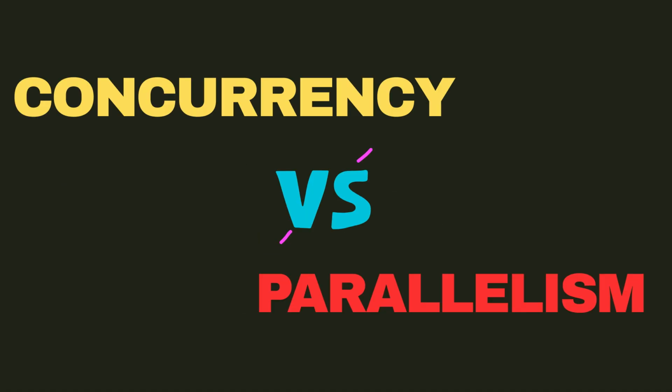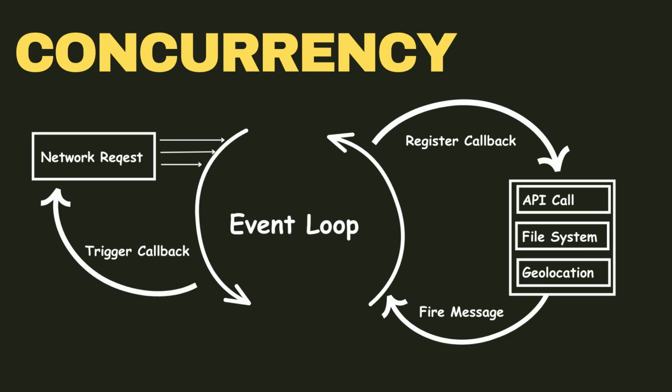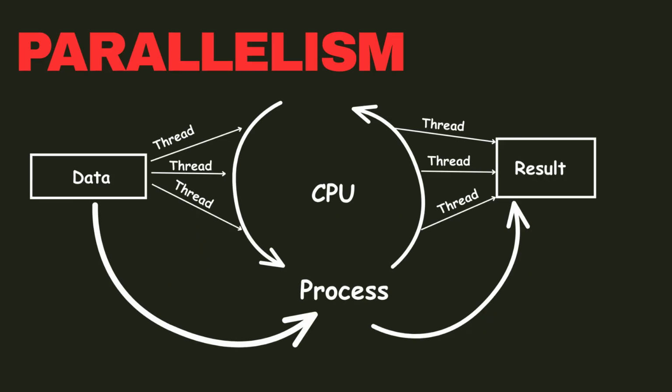Concurrency versus parallelism. The difference between concurrency and parallelism is one of the most subtle but important distinctions in computing. Concurrency is about managing multiple tasks that start, run, and complete in overlapping time periods. It is about structure, how you design your program to handle multiple things. While parallelism is about executing multiple tasks simultaneously using multiple processing units. It is about execution, actually doing multiple things at the same time. Parallelism requires multiple CPU cores and focus is on performance and throughput.